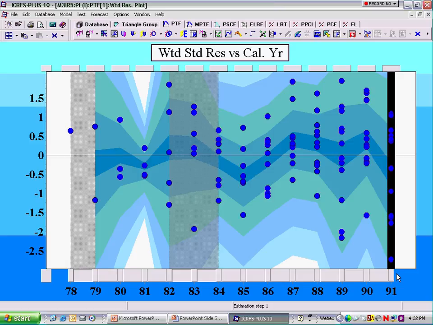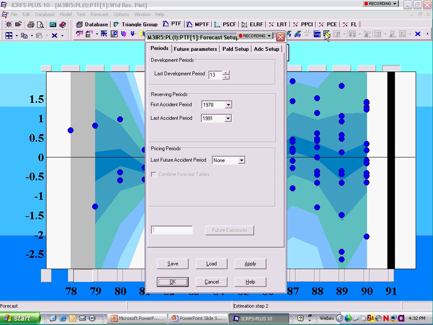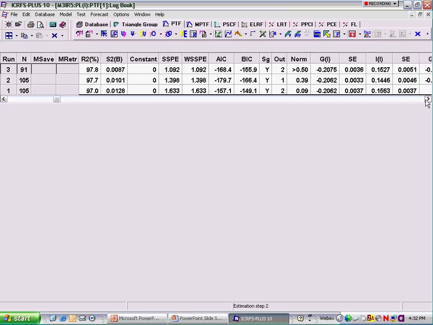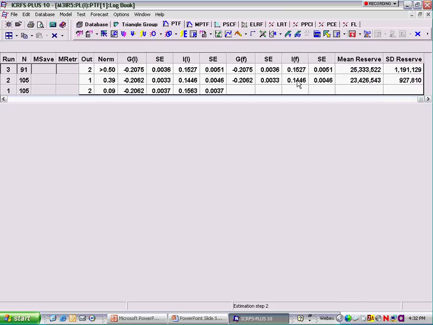Well, let's just see now. If you look at the last year, you can see that the last year is relatively low. So if we leave out a lower year, we'd expect the estimate to go up. So let's estimate it, forecast. Okay, if you look at the logbook, you'll see that the estimate's going up from 14.46 to 15.27. That's one of the reasons we get a high mean reserve.